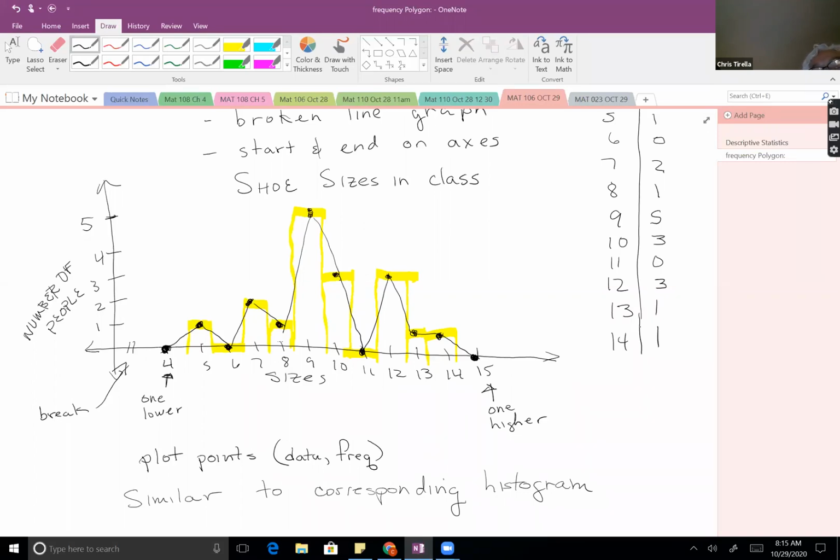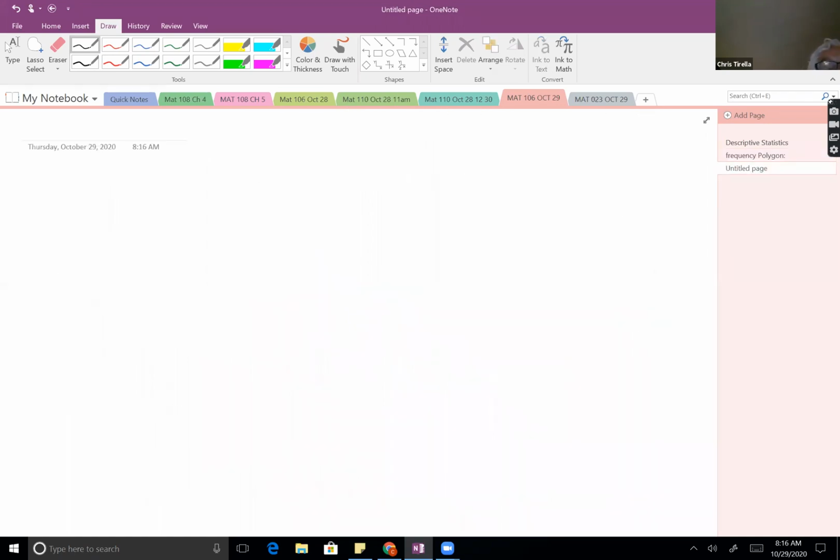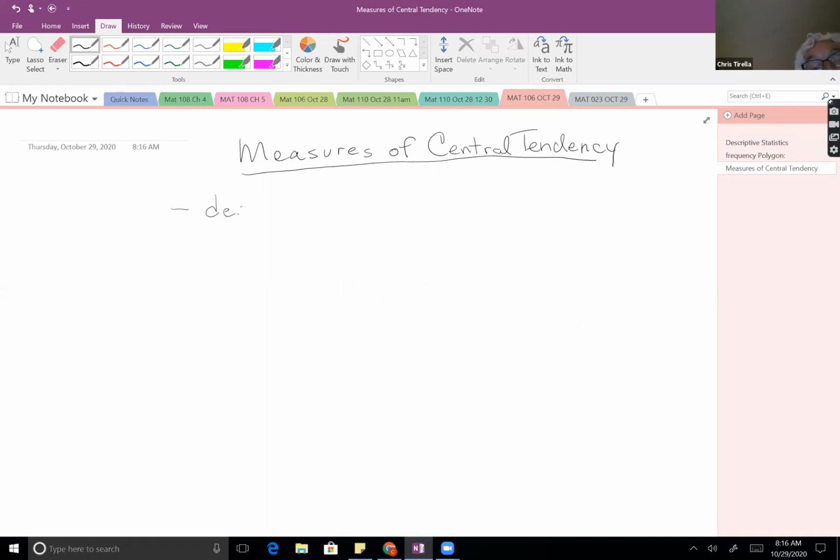In turning the page, we're going to make a big leap of faith and go into that second section of chapter 12. We're going to start looking at measures of central tendency. And measures of central tendency are what it sounds like. They're descriptions of the middle of the data.